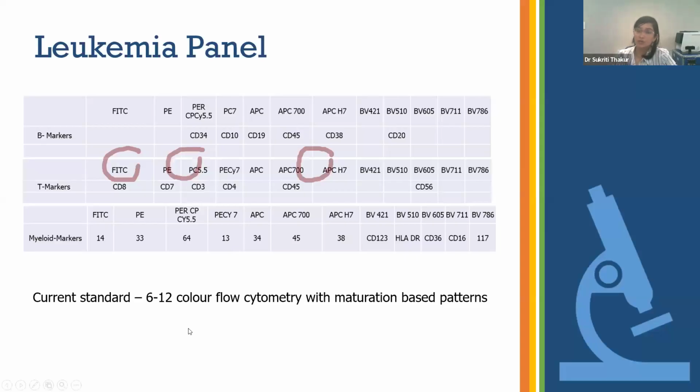So we have 6 to 12 color flow cytometry, and these colors which I am specifying are FITC, PE, and so on. These fluorochromes are attached to the antibodies, and these antibodies I will be identifying on the flow cytometer. So in this way, the whole diagnosis is made on the flow cytometer.